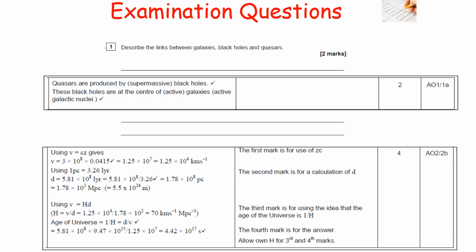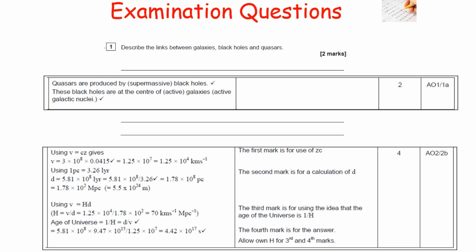So we therefore do our velocity in kilometers per second, 1.25 times 10 to the 4, divided by distance in megaparsecs, 1.78 times 10 to the 2, to get our value to be about 70 kilometers per second per megaparsec. Now the age of the universe is 1 over H, so what we can do is 1 over H and work it through like that. But if we're going to do it via that methodology, we're going to have to convert values into the correct formats. So to work out the age of the universe, which is 1 over Hubble's constant, therefore is distance over velocity.